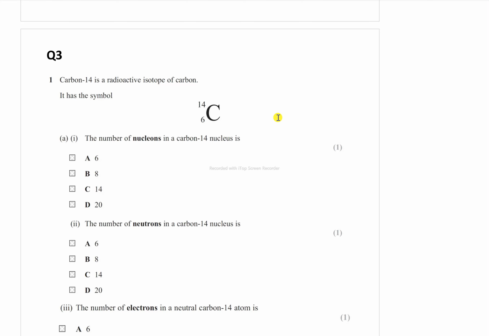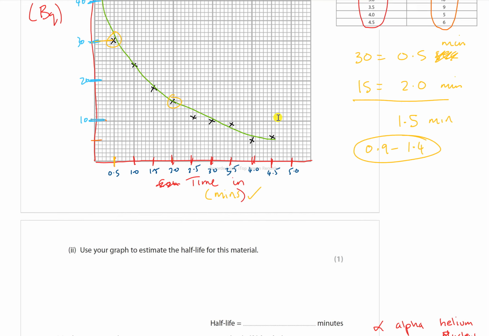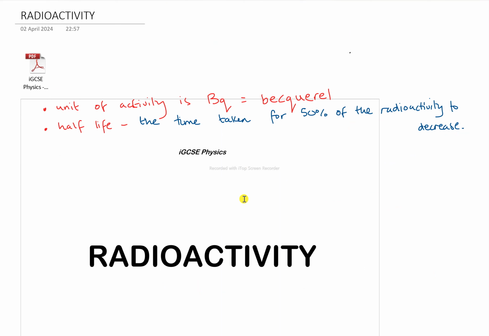Right, we're carrying on with this radioactivity sheet. Now go to the top and have a look at two important things. The unit of activity is the Bq, or Becquerel, and half-life is the time taken for 50% of the radioactivity to decrease. So this is one definition. Just learn that. Those are two important points.